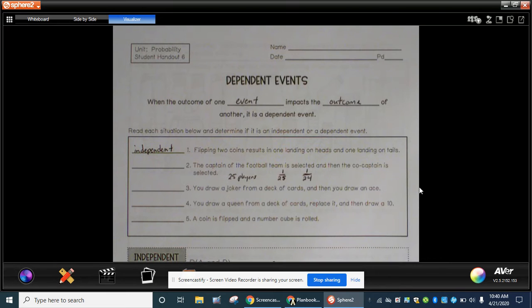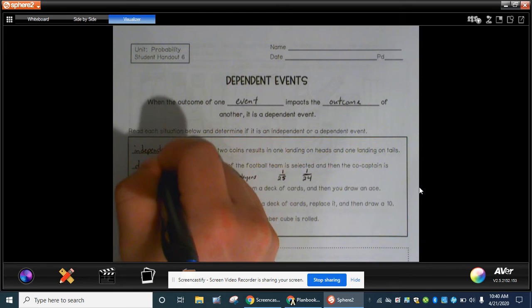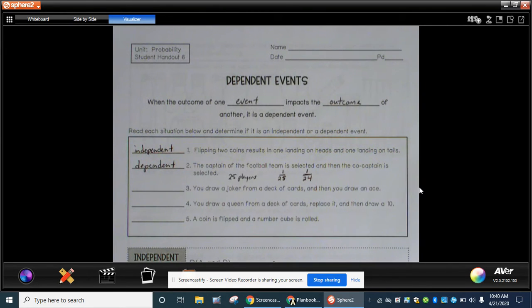Now, out of the 25 players, one of those is your captain. Now you've got 24 left to choose from to be your co-captain. Joe Jones is the captain. Let's say we'll say Xander Cage, from a movie, you guys are familiar with that character, is now the co-captain of the team. So this would be an example of a dependent event, because you take one person out of the group of players to choose your captain, then you have 24 players left to choose from for your co-captain. This would be an example of a dependent event.